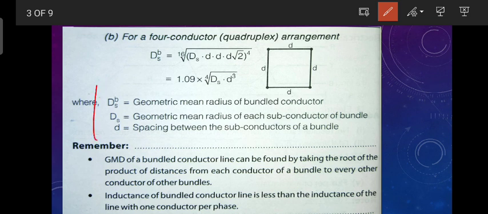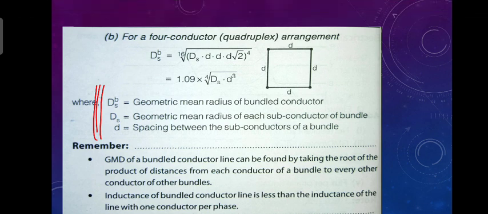Those are the specifications here. DSB is the geometric mean radius of the bundle conductor, Ds is the geometric mean radius of each subconductor of the bundle, and d is the spacing between the subconductors of the bundle. So please take a screenshot.